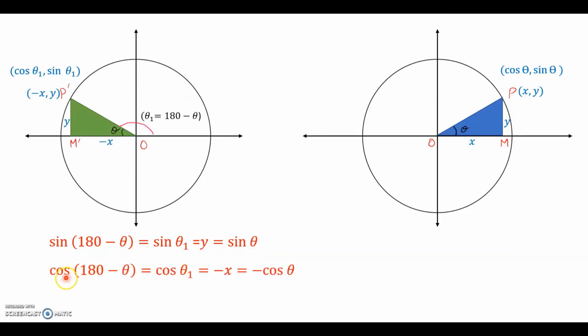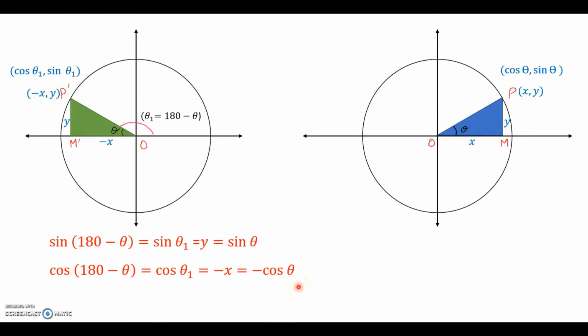Similarly, if we apply the same for cos 180 minus theta, so we have cos 180 minus theta, which is cos theta 1 here, and that is equal to minus x, and this x is nothing but cos theta. So substituting the value of x here, you get minus cos theta.